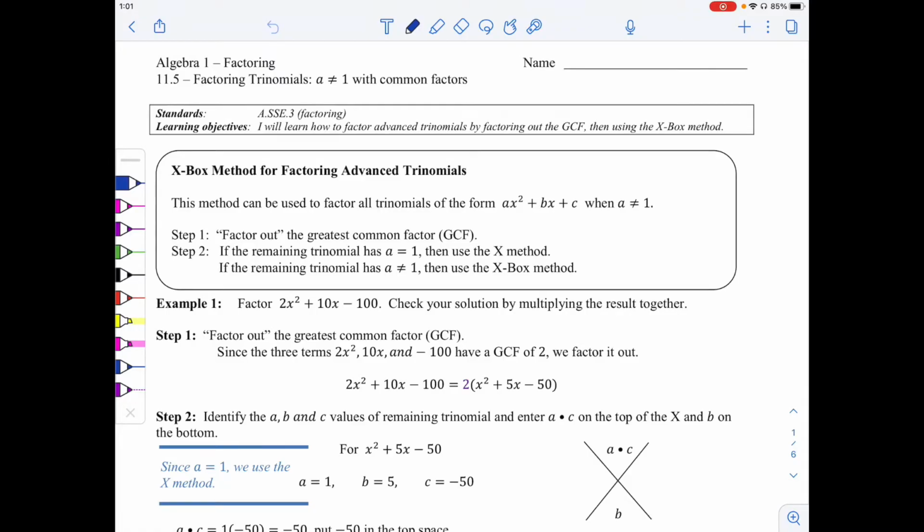Welcome everybody, this is 11.5. Okay, factoring trinomials when a is not equal to 1 and with common factors.